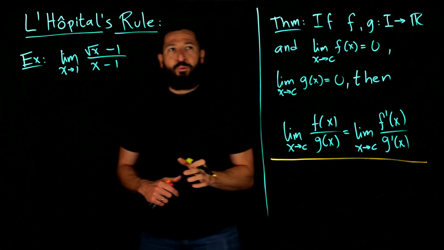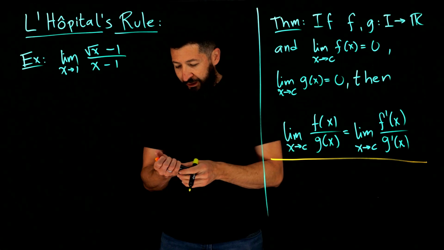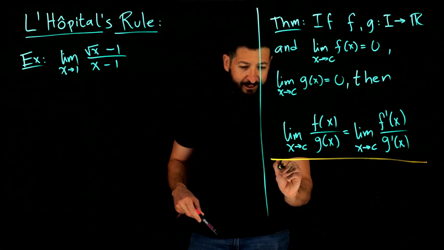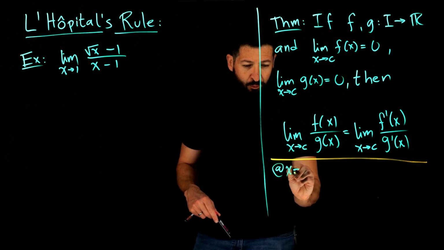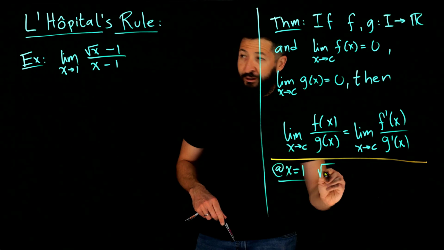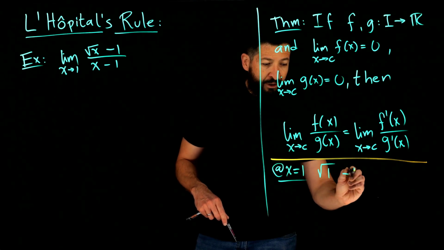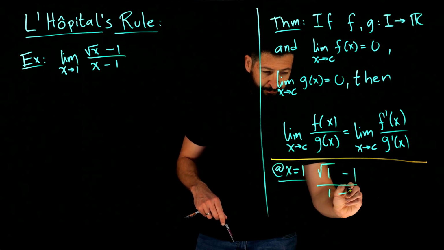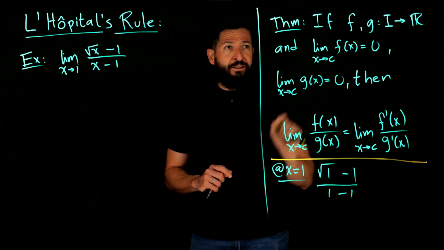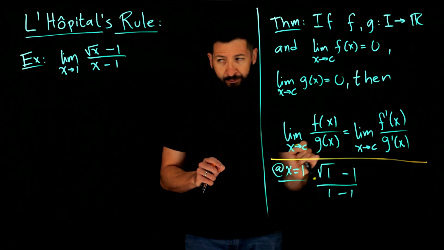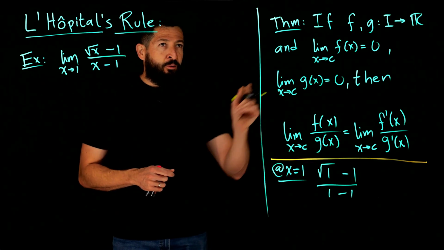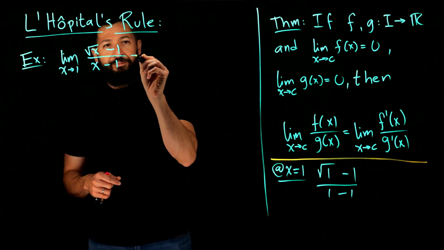Something very straightforward. All right, so here, as x goes to 1, let's do our little aside here. When x is equal to 1, this takes the value of the square root of 1 minus 1 over 1 minus 1, and that gives us 0 over 0. So we are in this situation, 0 over 0. That's important that we get that. We cannot just apply L'Hopital's if it's not 0 over 0. So in this case, we can.